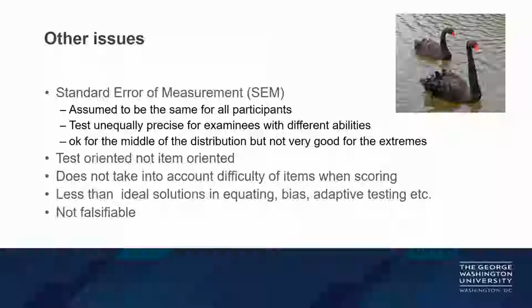And it's not falsifiable. We can't prove classical test theory to be wrong in the same way we can item response theory. So what that means is that in item response theory, we can look to see if our model fits, and if it doesn't fit, we can select a different model. In classical test theory, we're just stuck with it because we chose it.